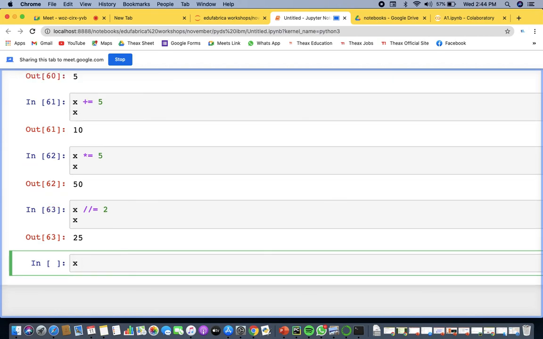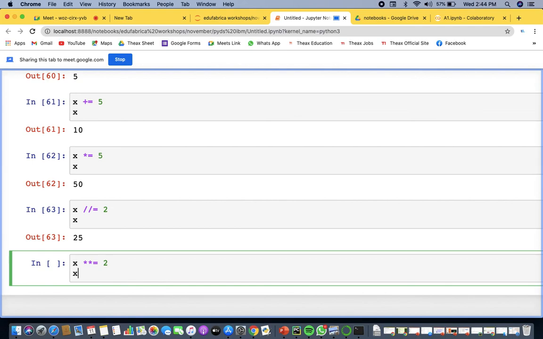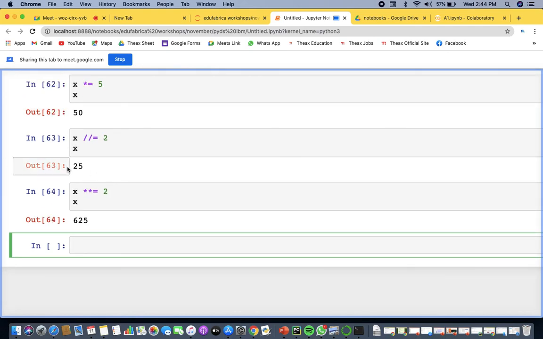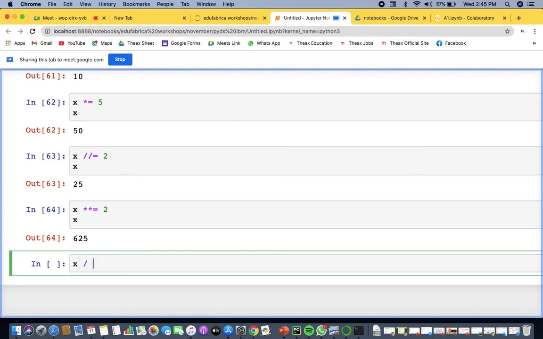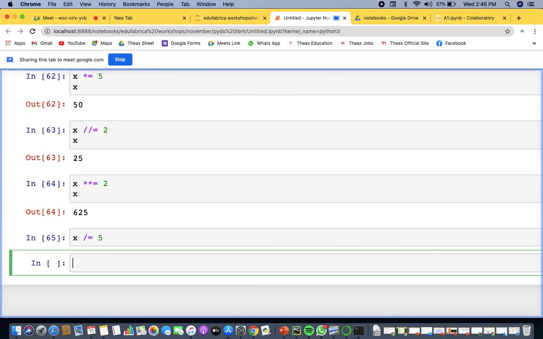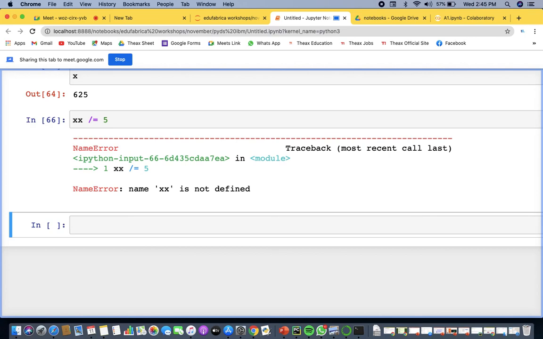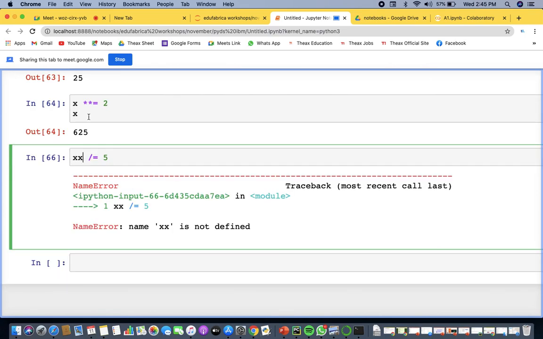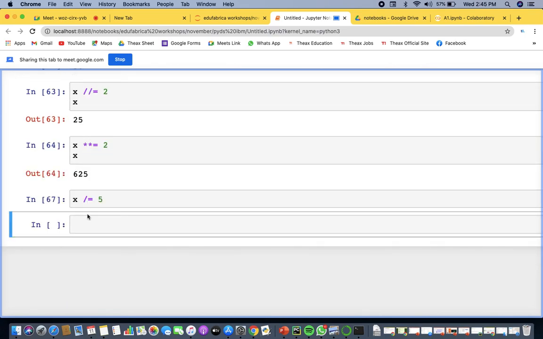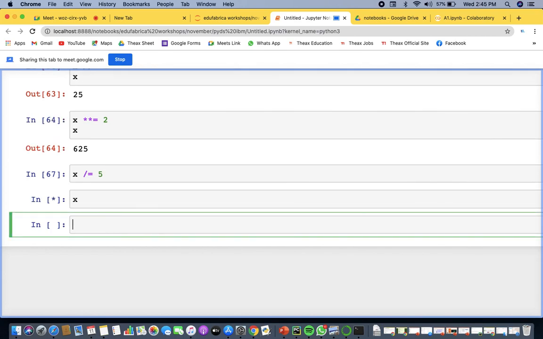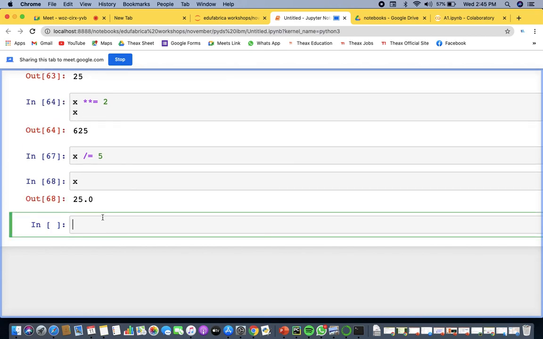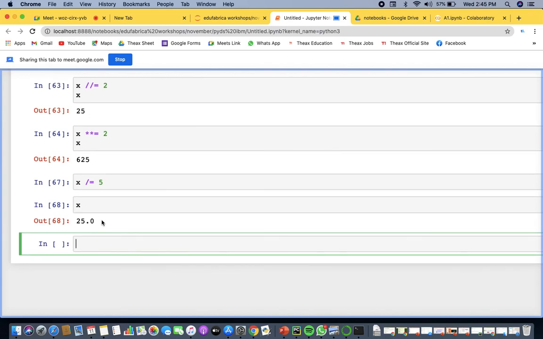If I say x power equals 2, I get 625, that is 25 to the power of 2, basically. Now x divide equals to the power of 5, so we'll find x to be 25.0.